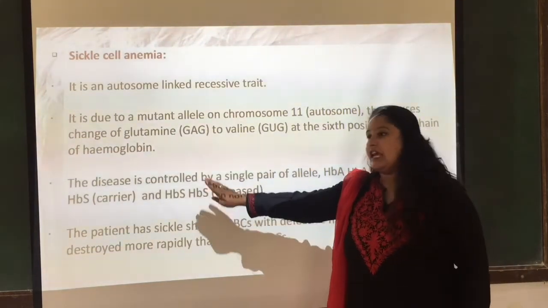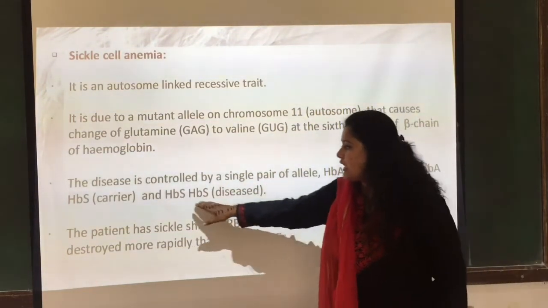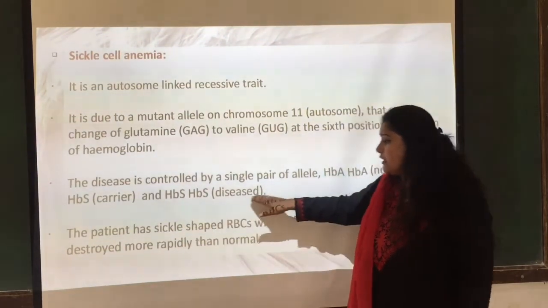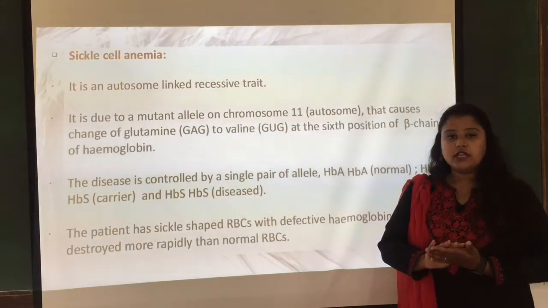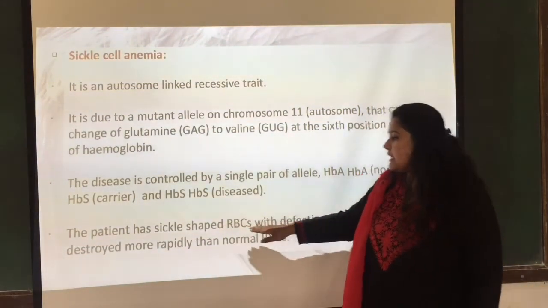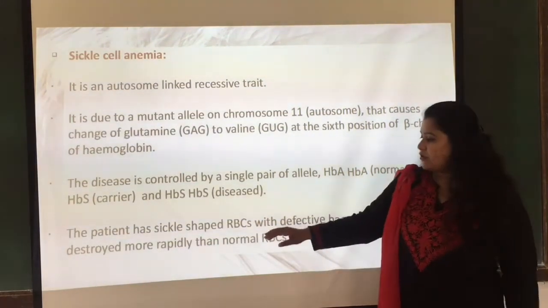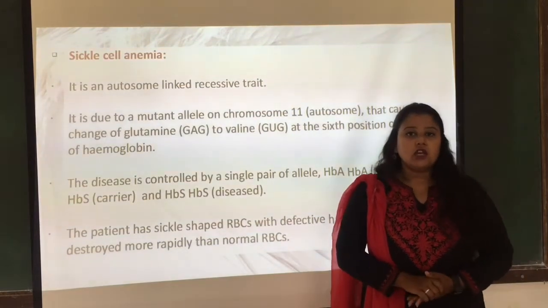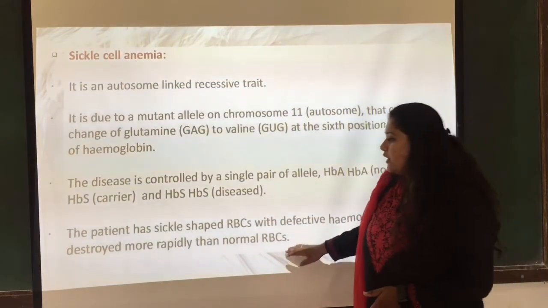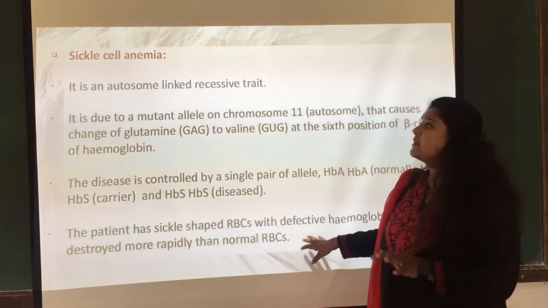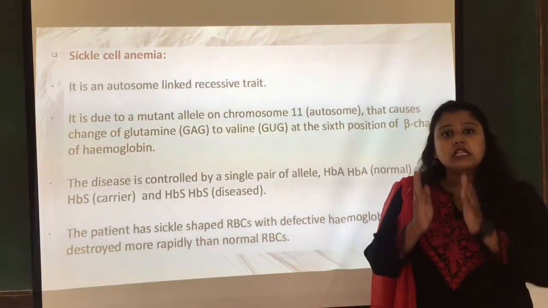But when it is HbS HbS, that means both of them are diseased ones. For this reason, the hemoglobin shape is changed, and the RBC shape is totally changed, right? The patient has sickle shaped RBCs with defective hemoglobin, and they are destroyed more rapidly than the normal RBCs. Now the normal RBCs have a lifespan of 120 days, but when a person has sickle cell anemia, the RBC shape gets changed to sickle shape, right?